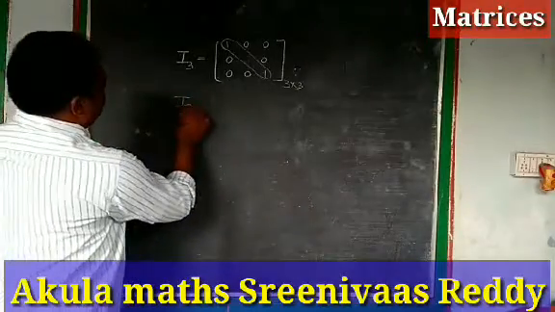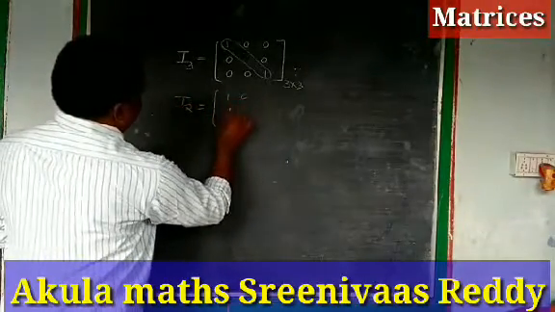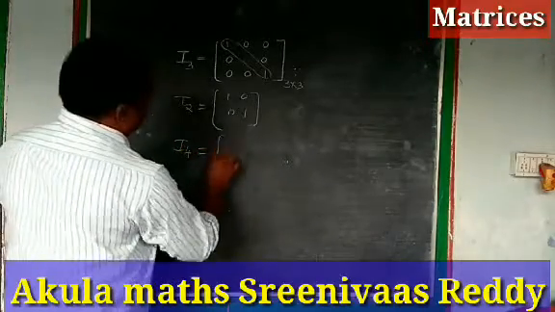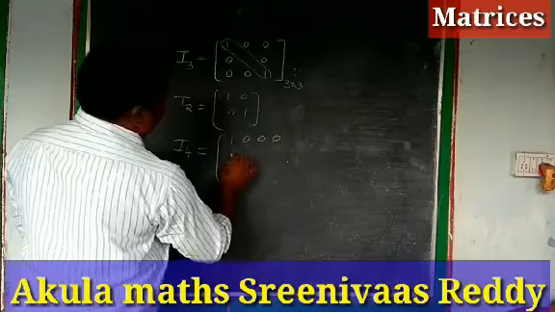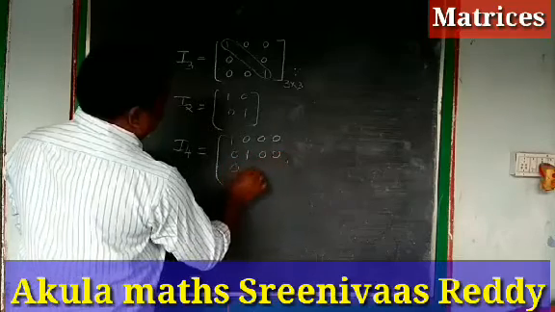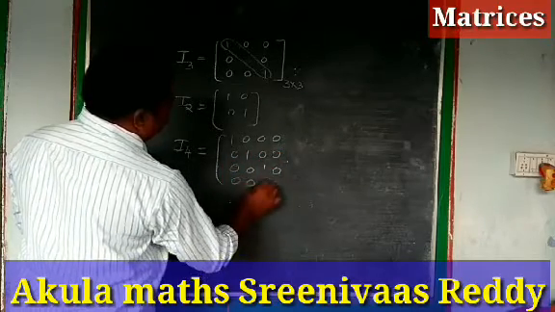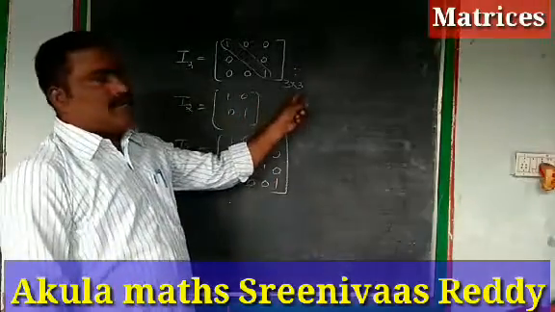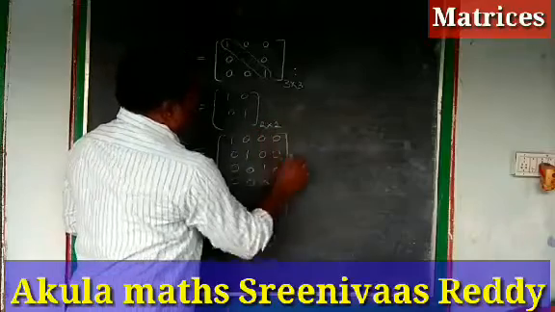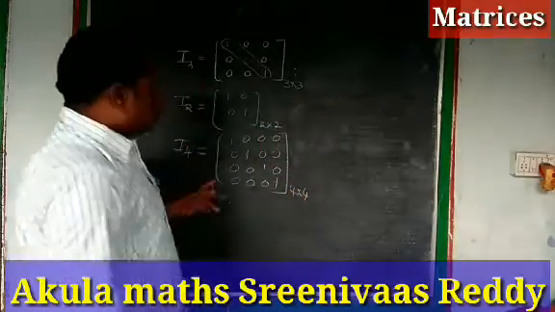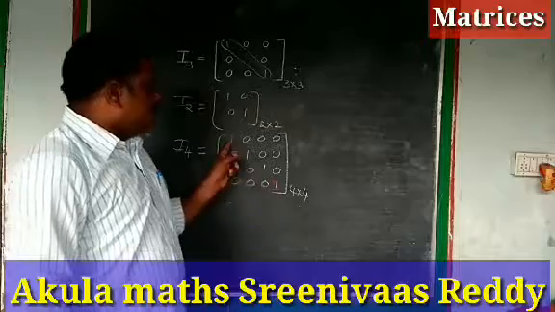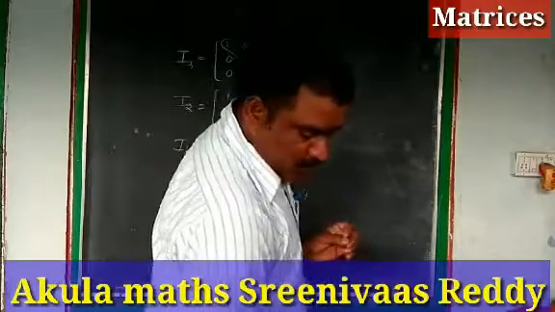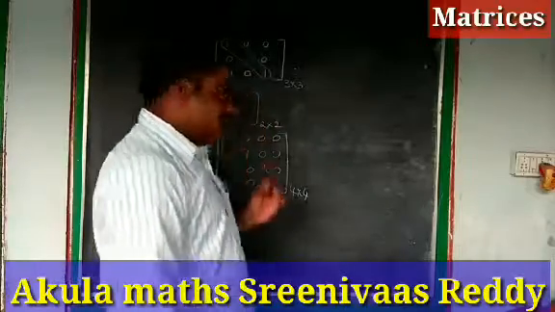Next, I2 means 1, 0, 0, 1. I4 means 1, 0, 0, 0, 0, 1, 0, 0, 0, 0, 1, 0, 0, 0, 0, 1. These are the unit matrices of order 3 by 3, this one is 2 by 2, and this one is 4 by 4. If the principal diagonal elements are all equal to 1 and all remaining elements are 0, then that matrix is called a unit matrix or identity matrix.